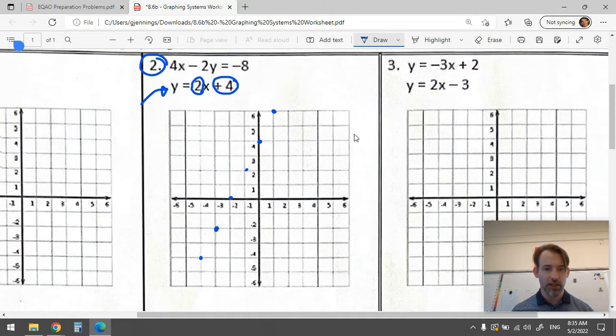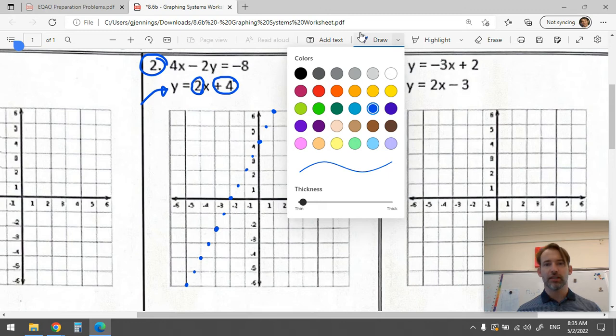I don't think I have a straight line drawing tool on this thing here, so I'm just going to put in my half points there. Those would be all the half points in between. And that would be that line. Let's switch colors for the next line.